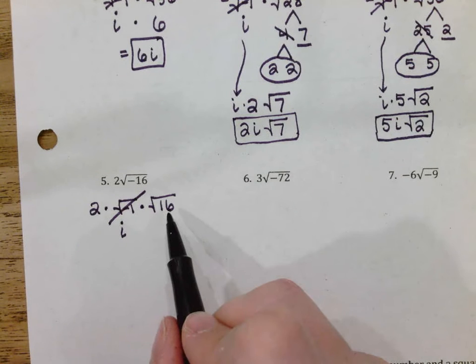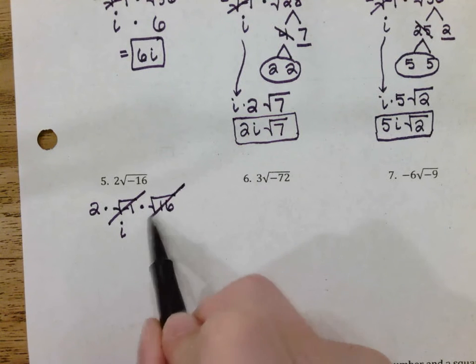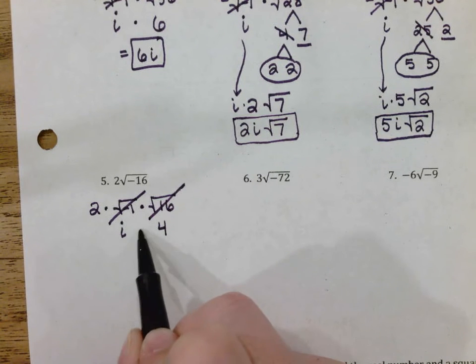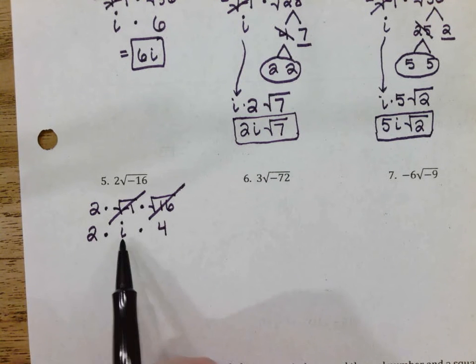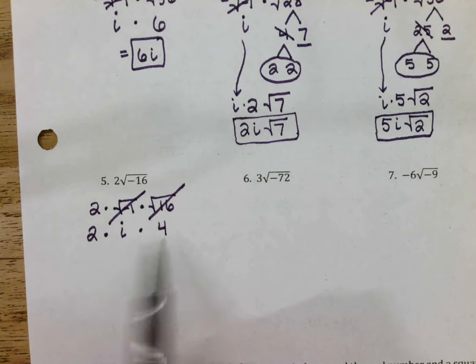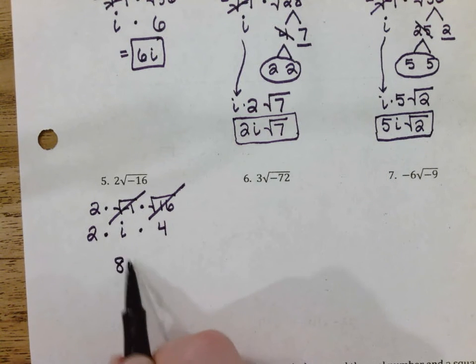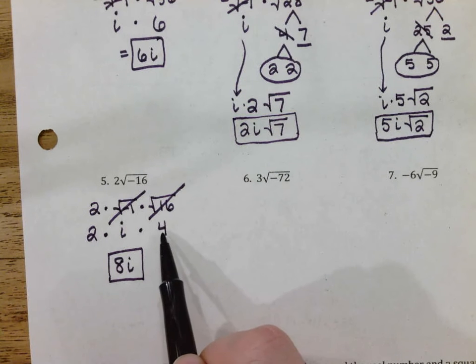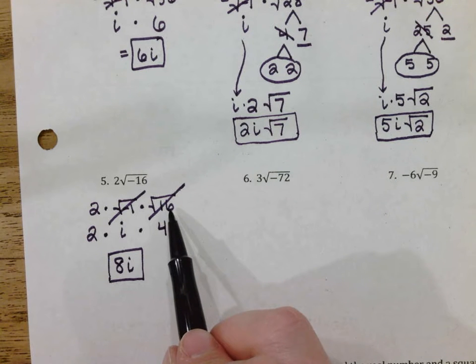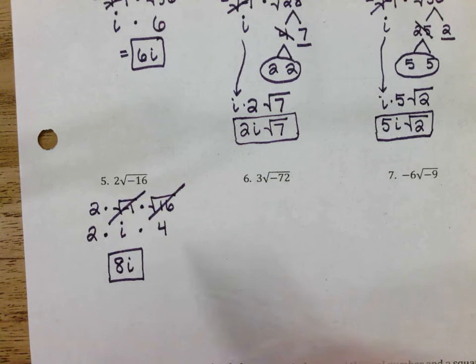The square root of 16, you could do a factor tree on it, but that's a perfect square. That's one we should have memorized. So that's equal to 4. I'll bring down my 2. So now we have 2 times i times 4. Well, we can multiply the whole numbers and then attach the i. One mistake I saw a lot is that people were putting this as the square root of 4. And that's not right. It's the square root of 16, and it's equal to the whole number 4, not the square root of 4.